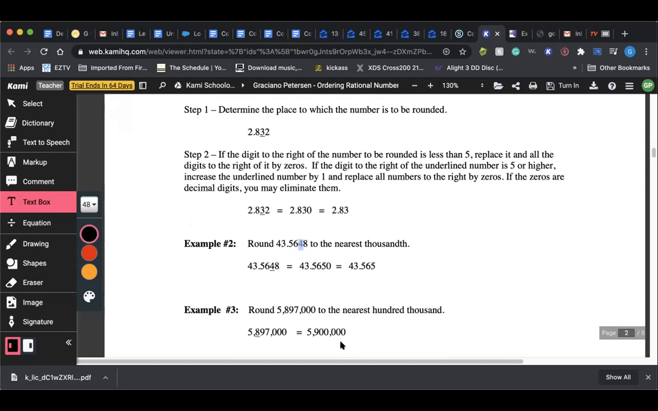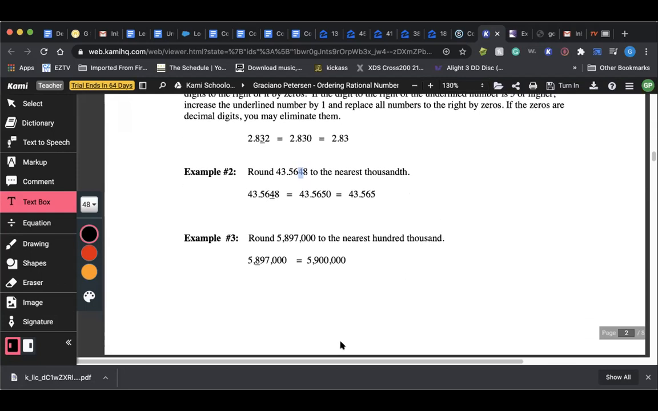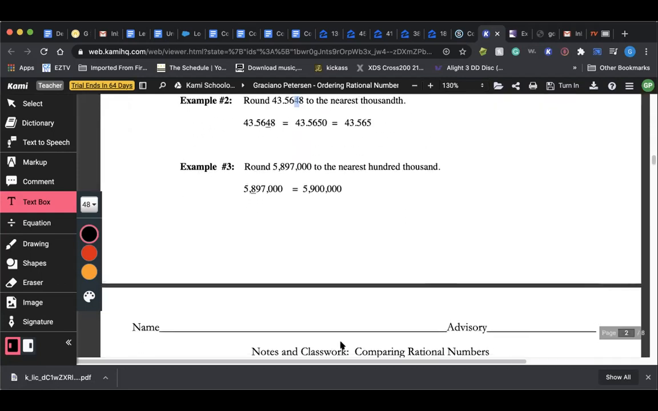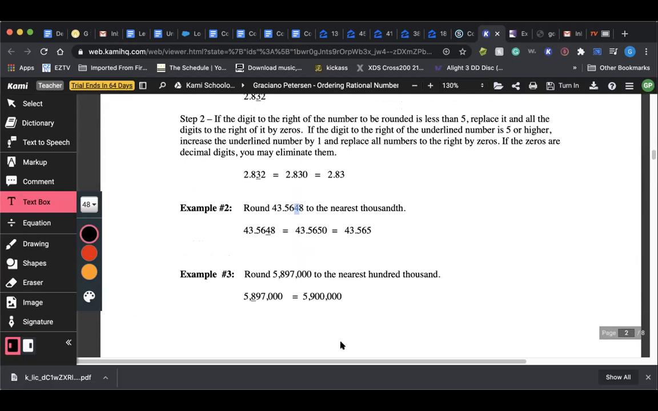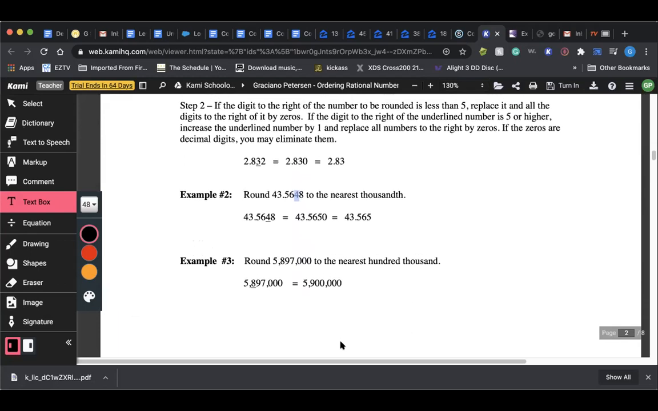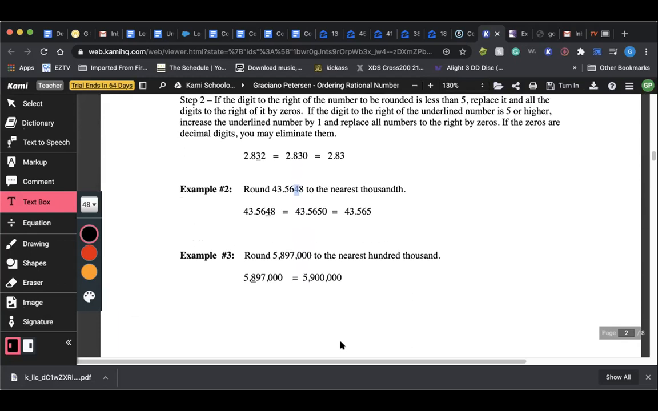Any questions on rounding so far? It should be a refresher. Everybody's like, yeah, we did this before, Mr. G. You all are very quiet though. It's okay, it's all good. All right, that's how we round.